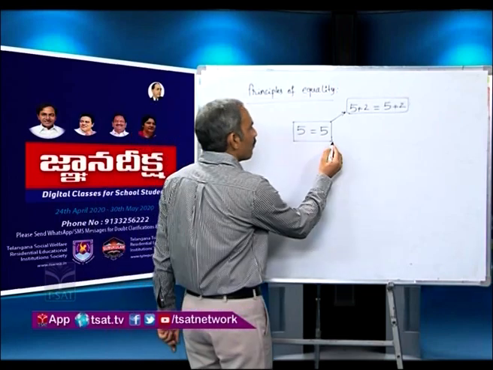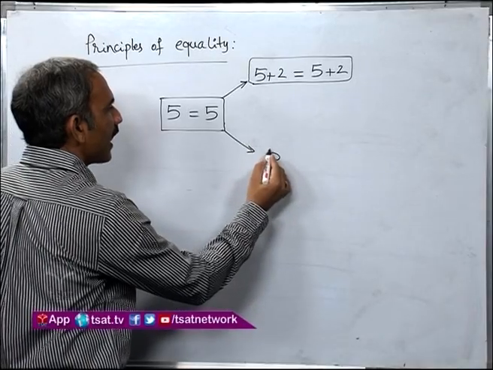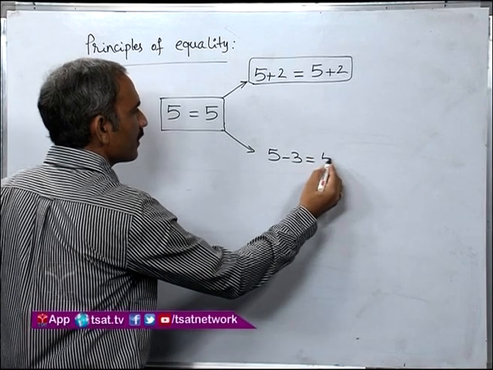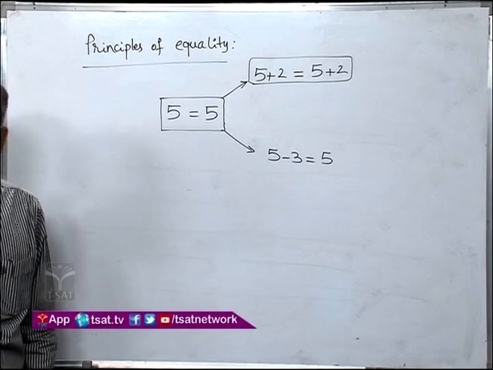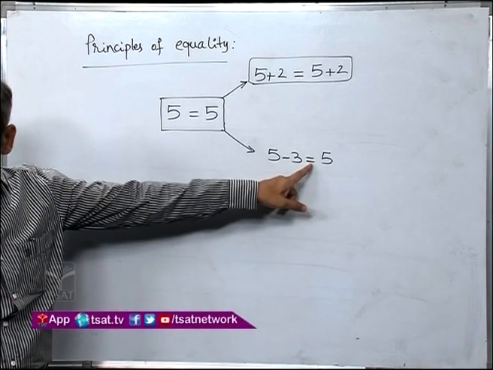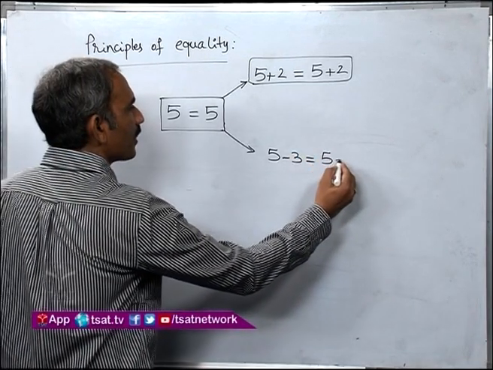Now, what happens if you subtract 3 from this? 5 minus 3, 2. Is it the same as 5? No. To maintain this equality, again you have to subtract 3 here.